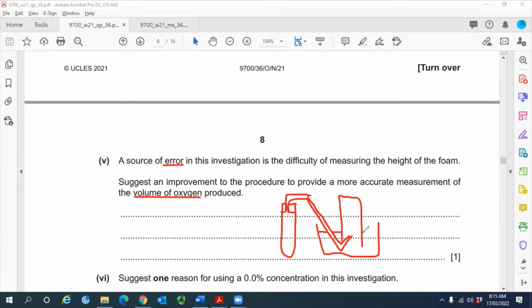So you fill up the entire measuring cylinder or the gas jar with water, and then as the oxygen is released, it will push the water down. So if you use a measuring cylinder, you can measure directly from the scale of the cylinder what the volume of gas released is. So this is only 1 mark.